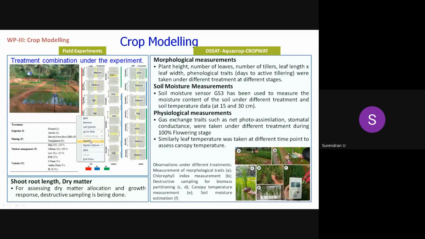You can see that high, low, medium, like that. Then varieties also, we have tested most of the popular varieties grown in Kerala as well as Tamil Nadu. And the measurements we have done are morphological measurements, soil measurements related to moisture, then physiological measurements like photosynthesis, stomatal conductance, transpiration, etc.